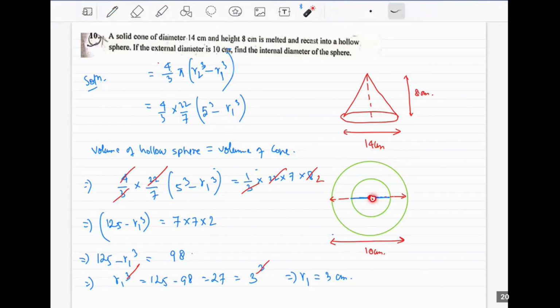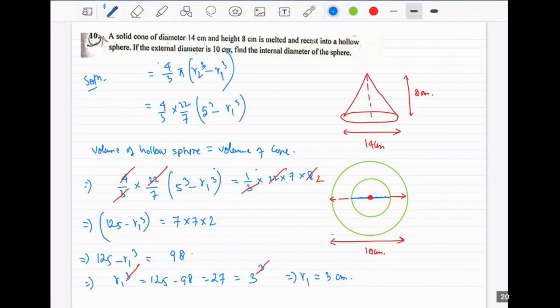Look, the radius from here to here is 5. From here to here is how much? It's 3. It's the inner radius, right? R1 is the inner radius. Inner radius is 3. The question wants the internal diameter. Internal radius is 3. 3 here, 3 here. So 3 plus 3, the total is how much? 6.